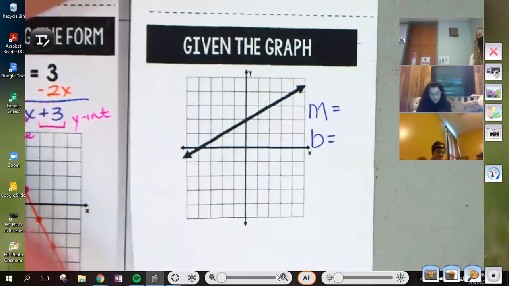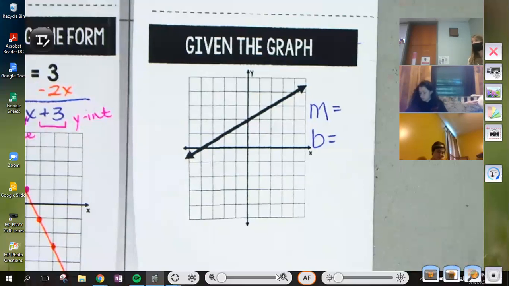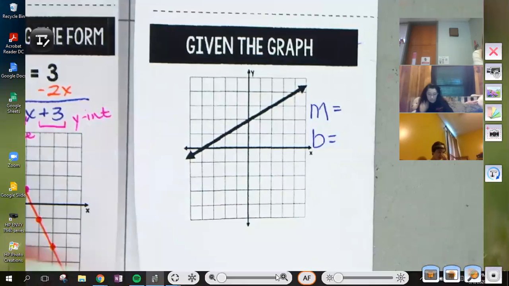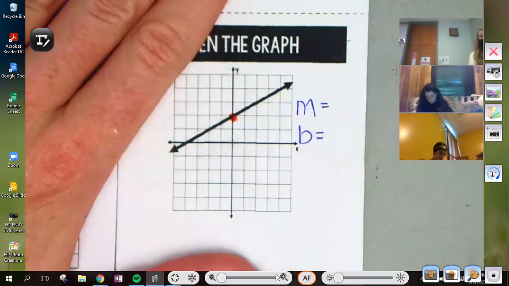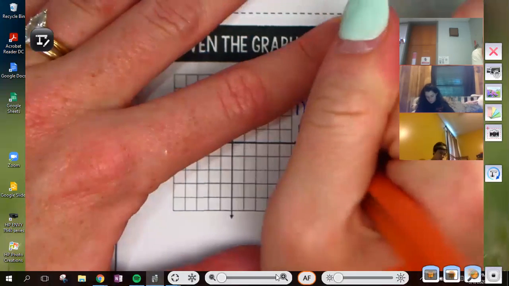So just looking at this graph, one of those two things is really easy to find. What is it, Jocelyn? The 2, that's my y-intercept. Okay, I can see that that's where my line is crossing through. So my y-intercept is a positive 2.